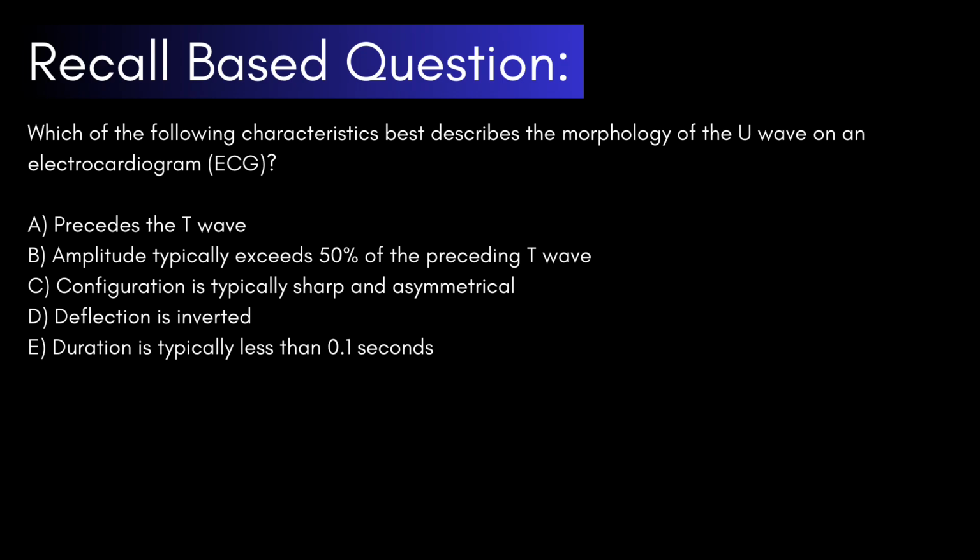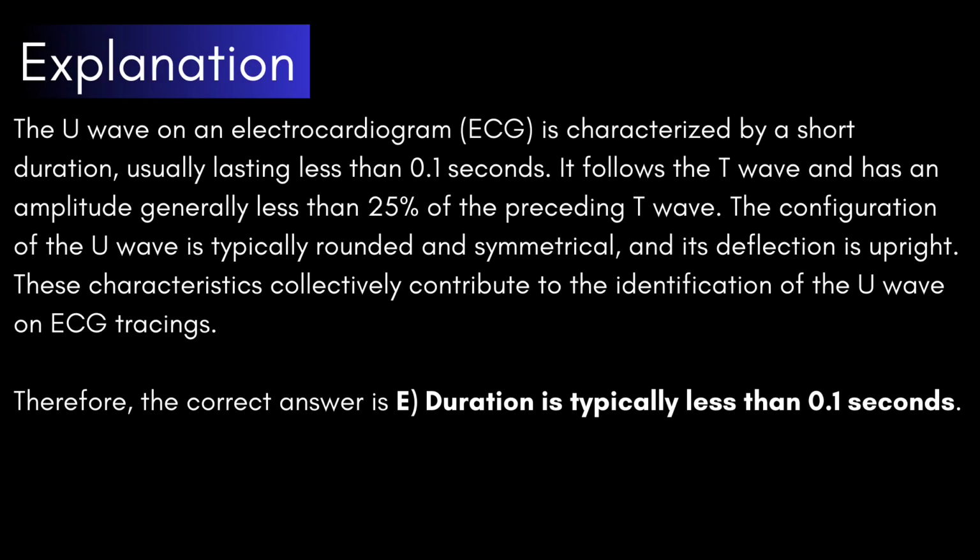Otherwise, moving on now. The U wave on an electrocardiogram, ECG, is characterized by a short duration, usually lasting less than 0.1 seconds. It follows the T wave and has an amplitude generally less than 25% of the preceding T wave. The configuration of the U wave is typically rounded and symmetrical, and its deflection is upright. These characteristics collectively contribute to the identification of the U wave on ECG tracings. Therefore, the correct answer is E. Duration is typically less than 0.1 seconds.